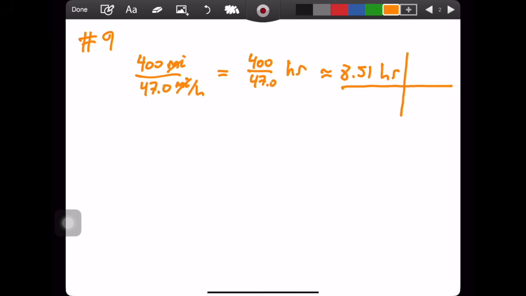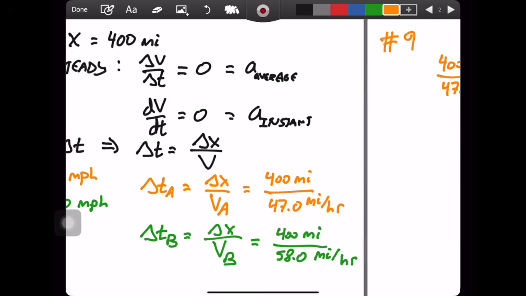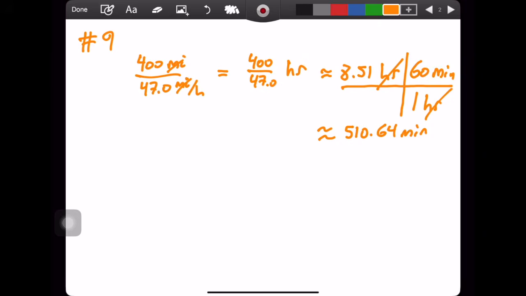And so I know that 1 hour is equal to 60 minutes. And so you see here how the hours cancel out. If I multiply by both columns, I'm now going to be in units of minutes. So if I take 8.51 and multiply it by 60 minutes, it's going to be approximately 510.64 minutes. And again, this is for Alan. Alan takes 510.64 minutes approximately to go from Los Angeles to San Francisco.